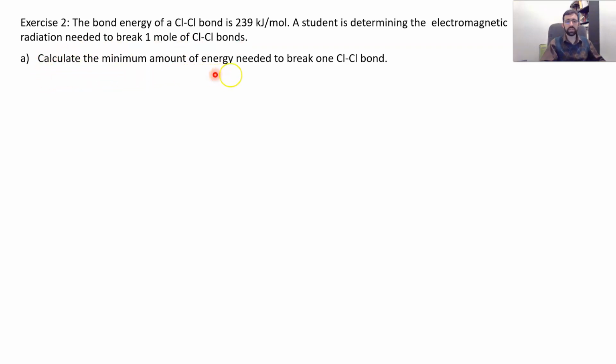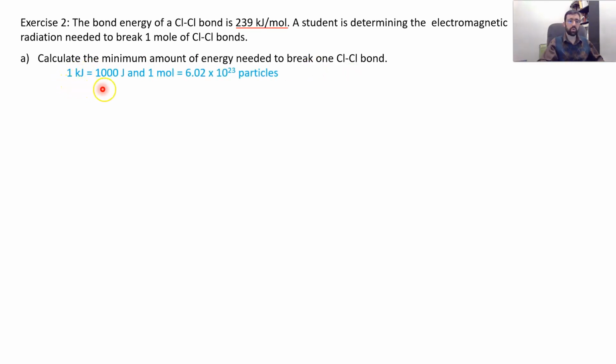Calculate the minimum amount of energy needed to break 1 Cl-Cl bond. Well, this energy up here is the amount of energy to break a mole of bonds. That's 239 kilojoules per mole. What if I wanted to just break 1 of those? Well, a mole is 6.02 times 10 to the 23rd power bonds being broken. So I would divide by 6.02 times 10 to the 23rd power to find how many kilojoules of energy is used to break 1 bond.